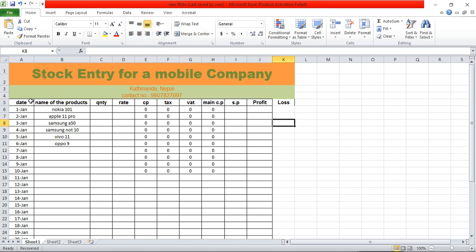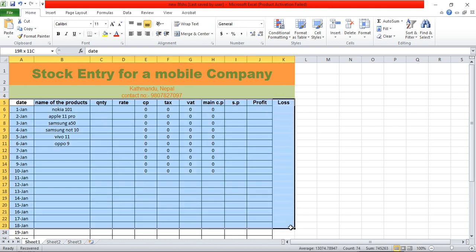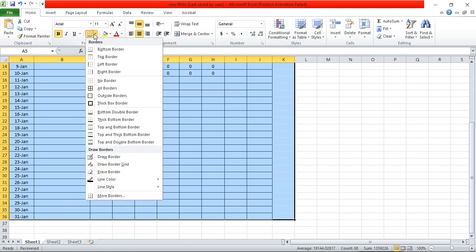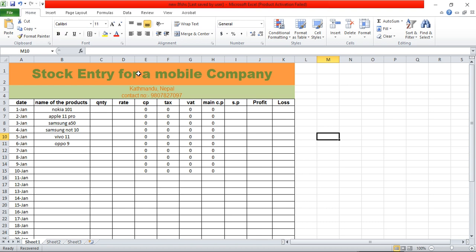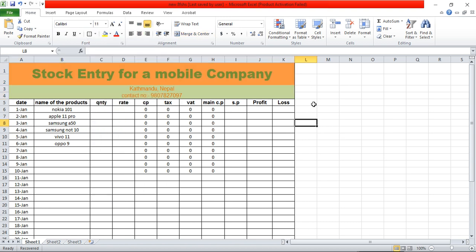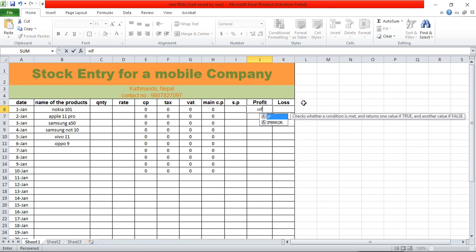Then we are going to select this again and make it all borders, and for the above one, only outside borders. Okay, now this is ready. Now what we need to do is apply the condition. For profit, what will be the condition? Here we have to apply the IF condition. Equals IF. Try to concentrate very well for this type of condition.